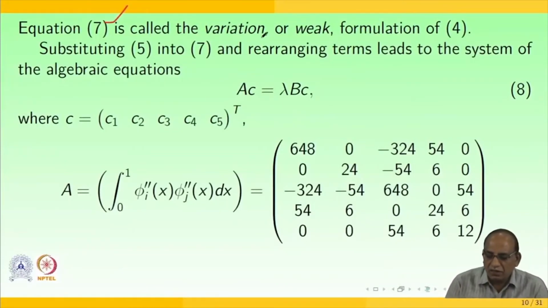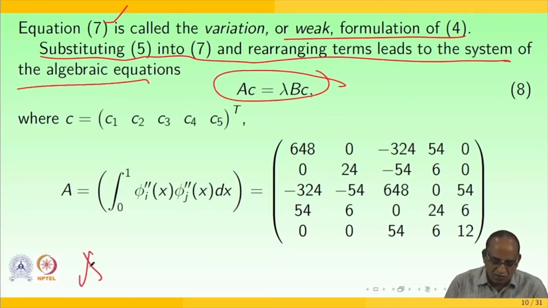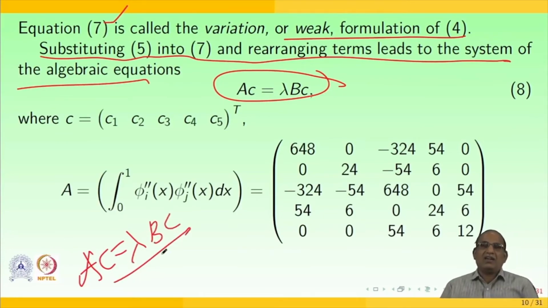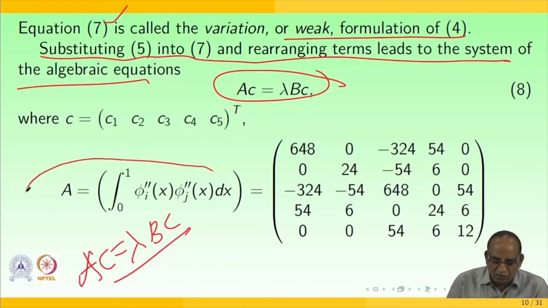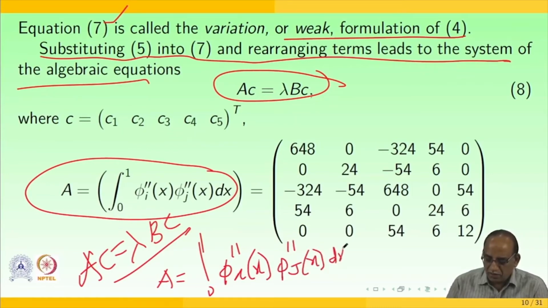Equation 7 is called the variational or weak formulation of equation 4. Substituting equation 5 into 7 and rearranging the terms leads to the system of algebraic equations like this. You will have A C is equal to lambda times B C, where lambda is the scalar and C is the vector C1, C2, C3, C4, C5 transpose. So you will write A as the matrix, that is A is equal to integral 0 to 1 of phi i double prime of x phi j double prime of x dx.